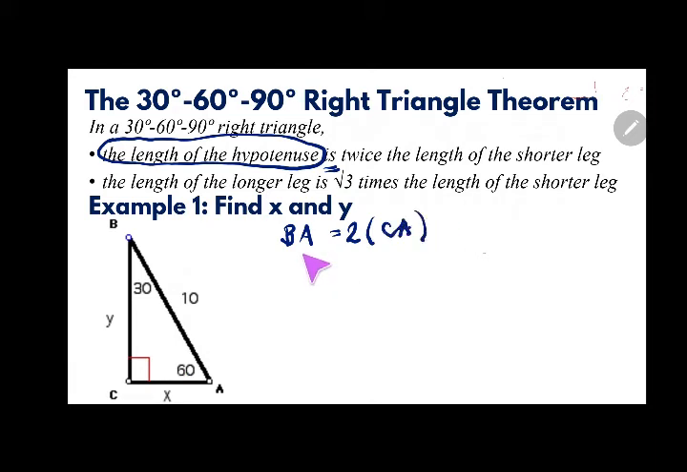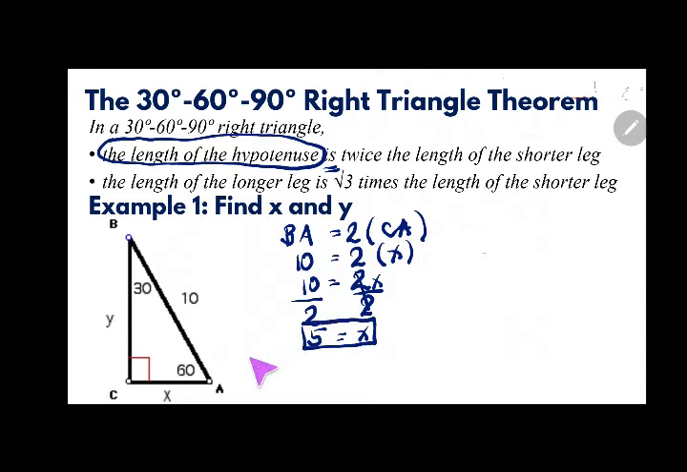So, i-substitute natin. Ang BA ay 10. So, equal yon sa 2 times CA, which is x. So, simplify, 10 is equal to 2 times x, or 2x. To solve for x, we divide both sides by 2. Cancel 2 on this side. So, x na lamang ang matitira. 10 divided by 2 is 5. So, from this solution, x is equal to 5.